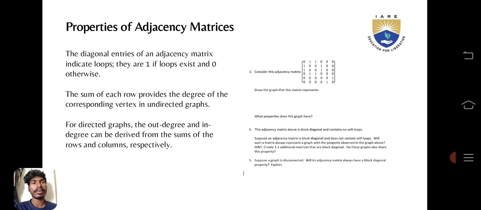Properties of adjacency matrix. The diagonal entries of an adjacency matrix indicate loops. They are 1 if a loop exists and 0 otherwise. The sum of each row provides the degree of the corresponding vertex in undirected graphs. In a directed graph, the out-degree and in-degree can be derived from the sums of the rows and columns respectively.